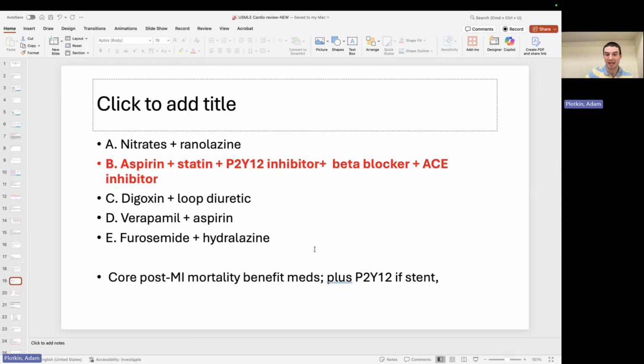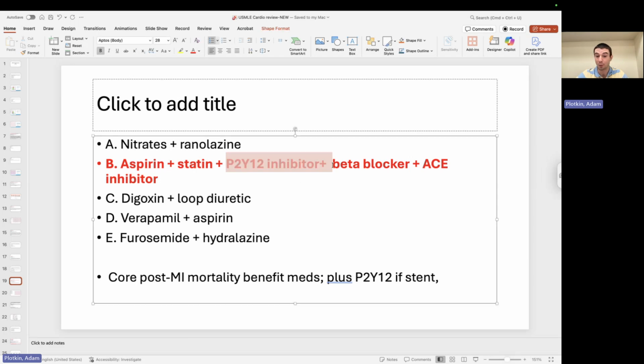So like in this case, if I gave you a drug that wasn't indicated, right? That would eliminate the whole answer option. So really do your due diligence. But after a myocardial infarction, some of the drugs I want to keep the patient on are aspirin and a P2Y12 inhibitor. Okay, so that would be things like clopidogrel, prasugrel, ticagrelor.